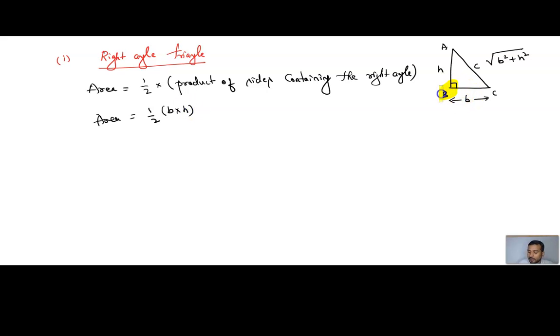See children, this is our right angle. Can you see angle B is the right angle here? So, the product of the sides containing the right angle. Which are the sides containing the right angle? You can see here, this is a side containing the right angle and this is the side which is containing the right angle. Be careful.